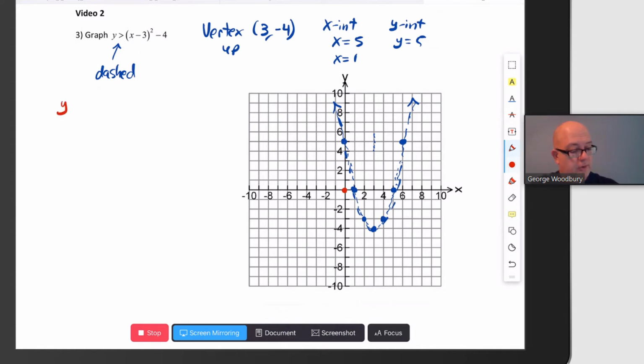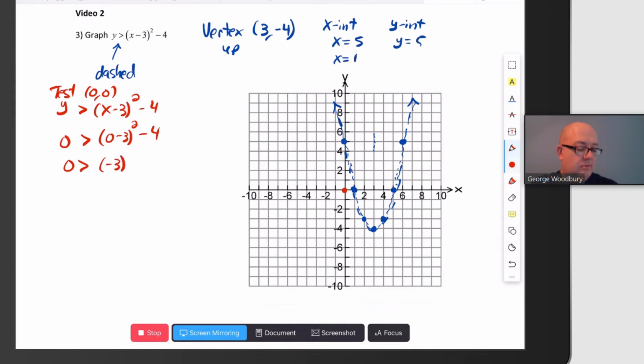So when I put (0, 0) into this inequality, y is greater than (x minus 3) squared minus 4, is 0 greater than (0 minus 3) squared minus 4, which is negative 3 squared minus 4, or positive 9 minus 4, or 5. And 0 is not greater than 5. Now, I know in all the examples I've done so far, they've been false. It's not always going to be false. It works out to be about 50-50.